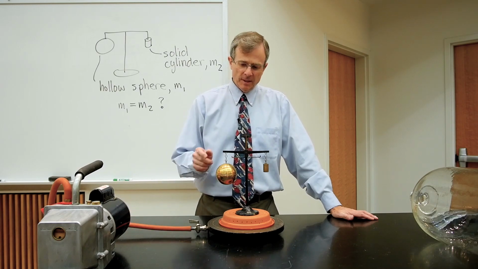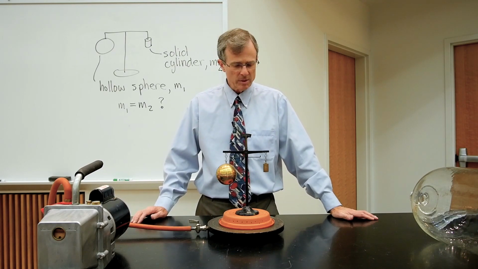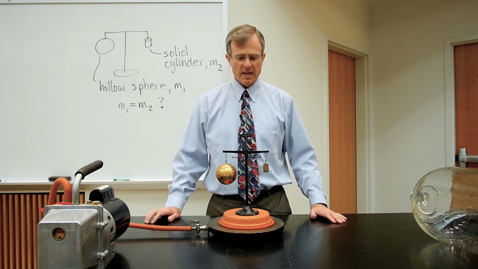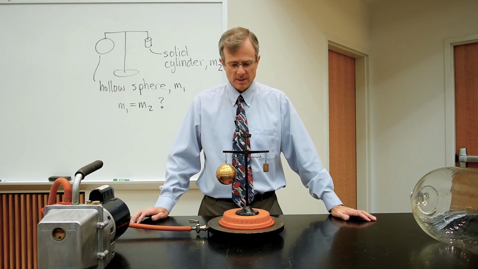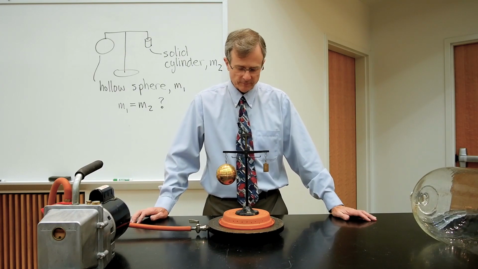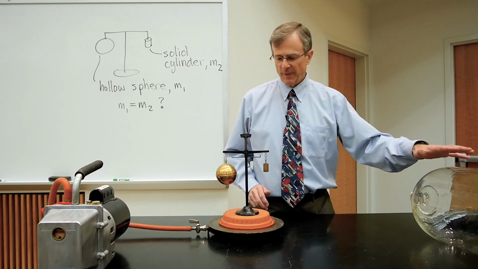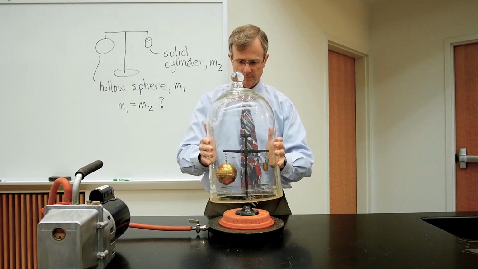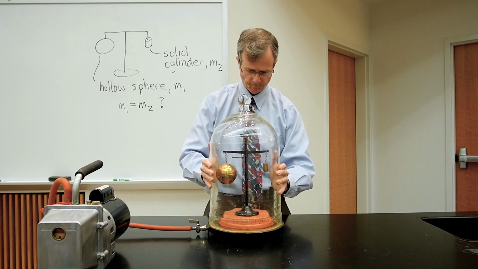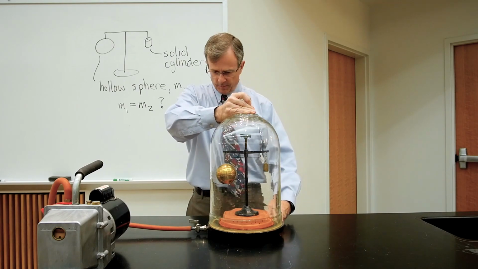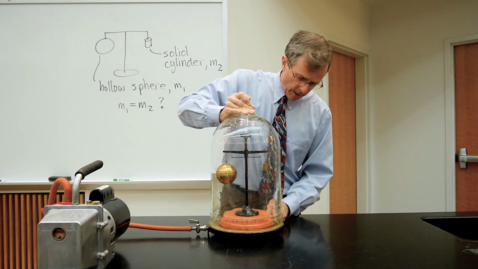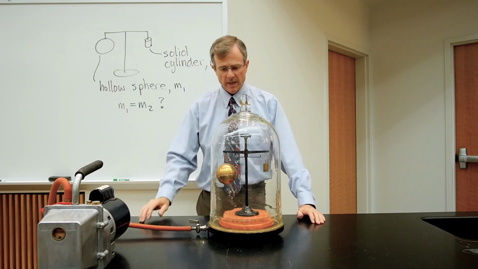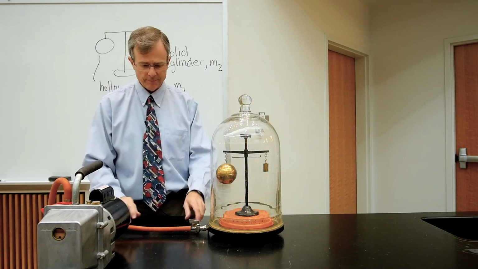What I have here is a hollow sphere made out of brass, it looks like, and a solid cylinder, and they appear, to all intents and purposes, to have the same mass based on this mass scale here. But do they have the same mass? What I'm going to do now is to cover these up with this bell jar, and try and seal the bell jar as well as I can against its base. And then I want to evacuate this jar. Take the air out of it.